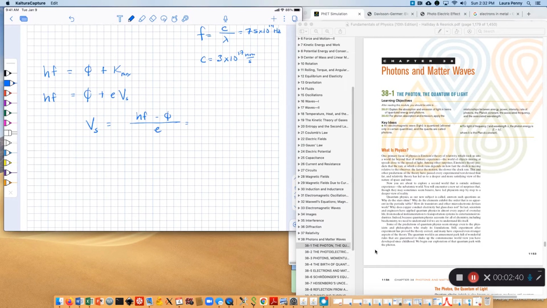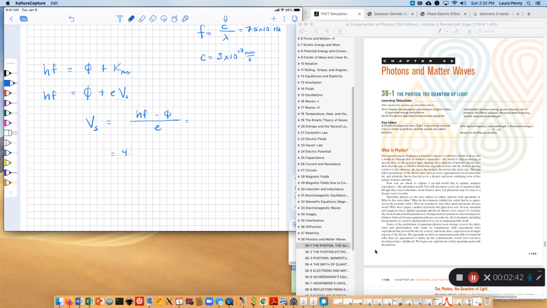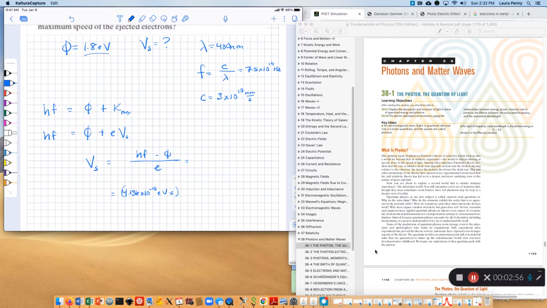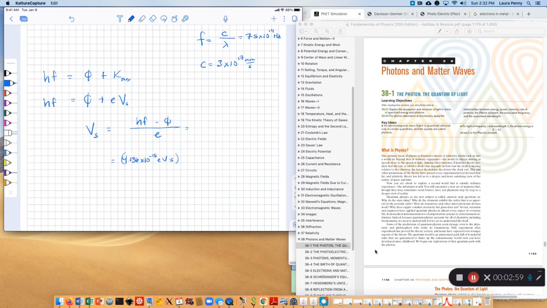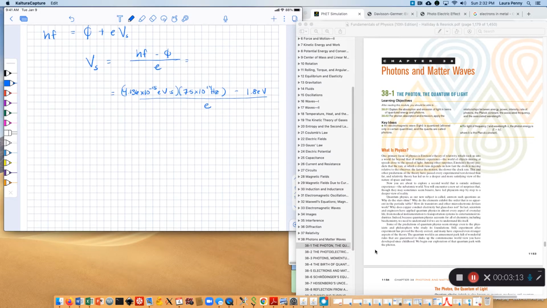Now I'm going to use my 4.136 times 10 to the negative 15 electron volt seconds as my h here, instead of the 10 to the negative 34 joule seconds, because I've already got the work function in electron volts, so I want to have everything in electron volts. So I multiply that by the frequency, 7.5 times 10 to the 14 hertz, subtract 1.8 electron volts, and we divide by e.